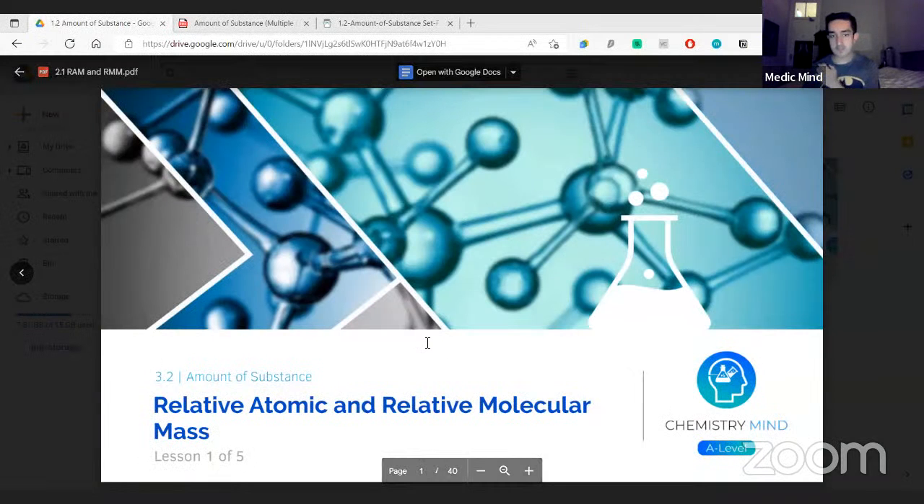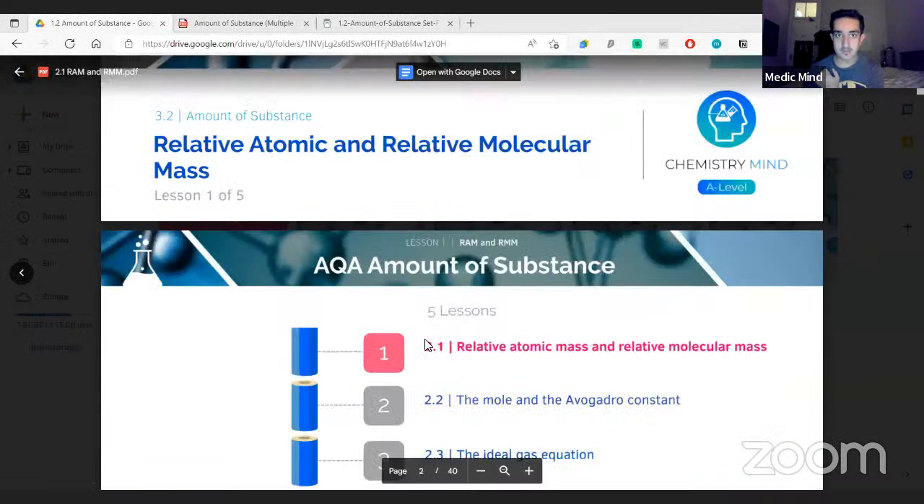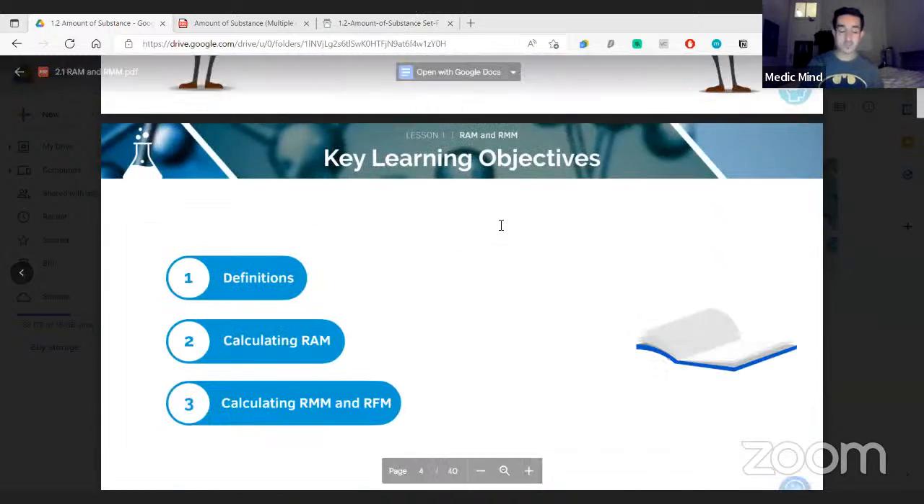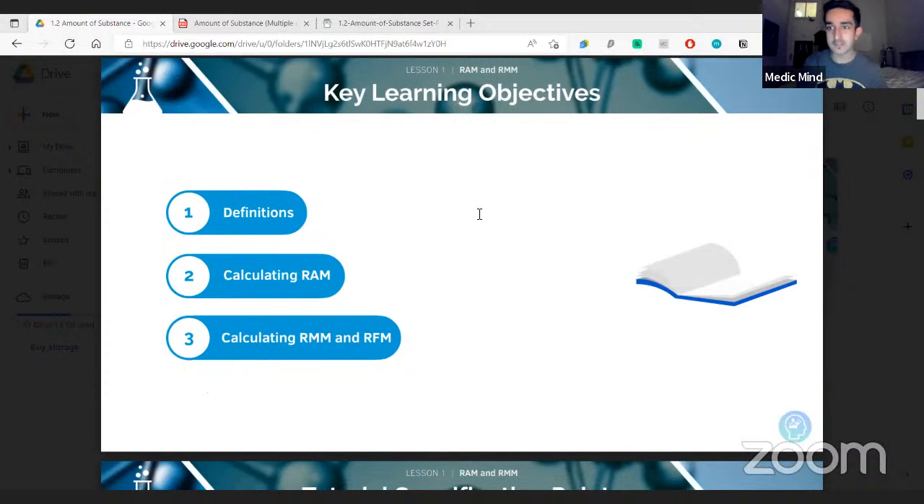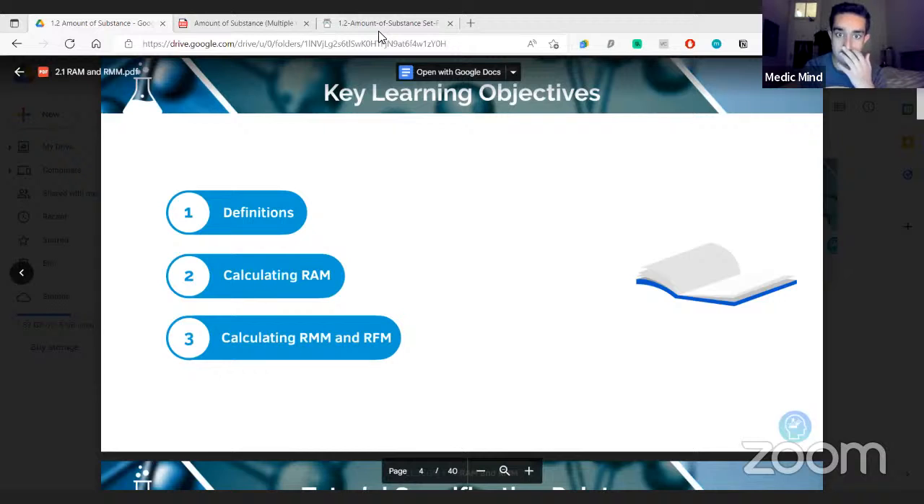So, relative atomic mass and relative molecular mass. We're going to start with some basic definitions. It's really important to understand what each of these terms mean before we can start building on it with calculations.